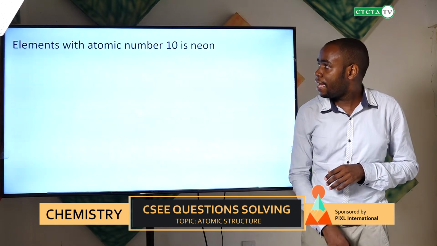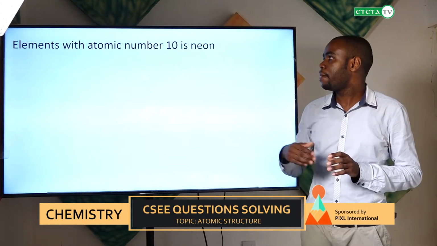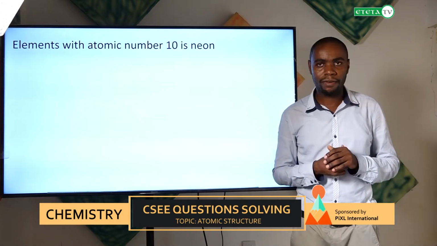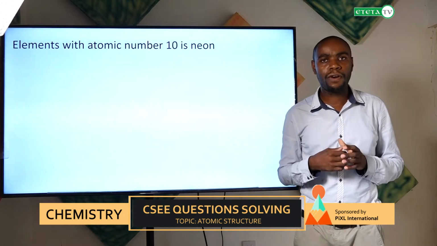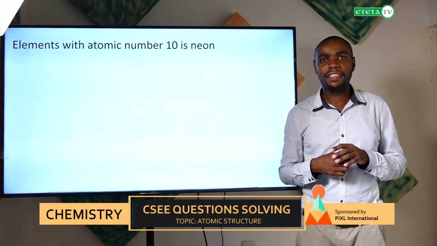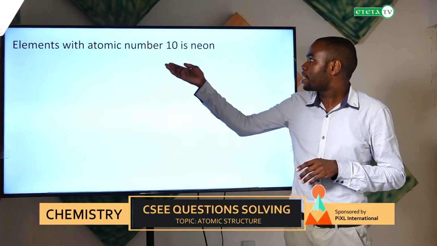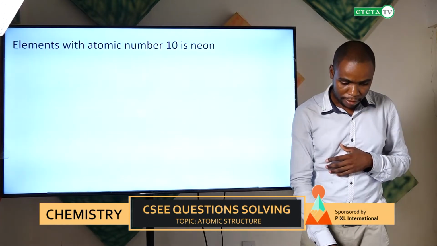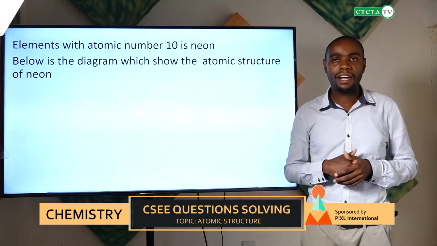Also, the element with atomic number 10 is neon. The atomic number always gives the position of an atom in the periodic table. So the element with atomic number 10 is neon. Below is the diagram which shows the atomic structure of neon.